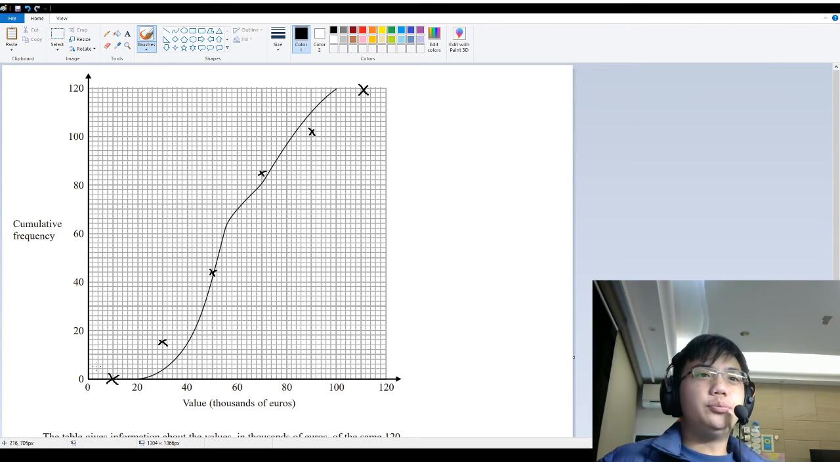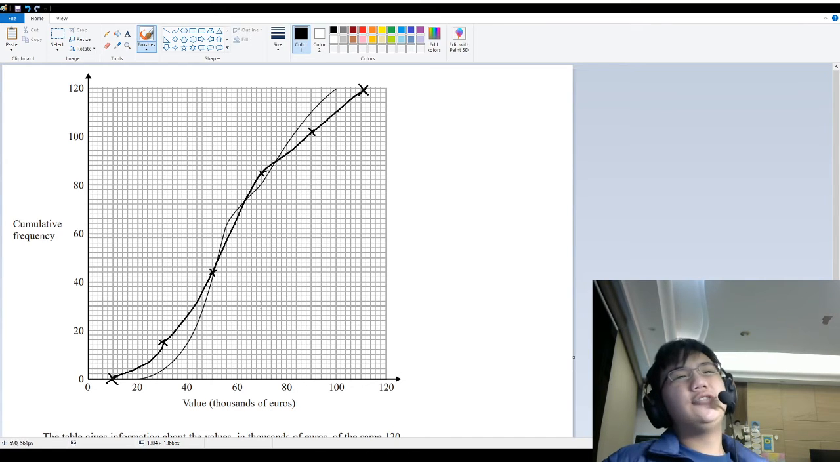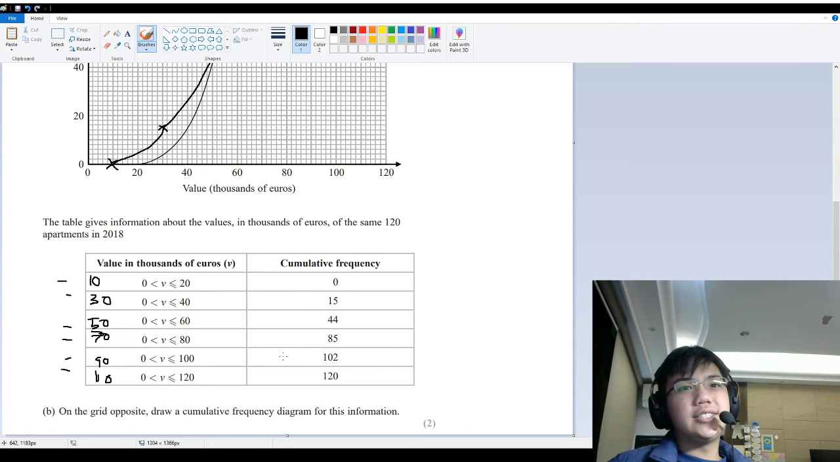So now we've plotted all the points, we should draw a line connecting these points, and that would be the cumulative frequency graph. So like this, and followed by this, and this, and this. So there we have it. We have the cumulative frequency graph for this new set of values.